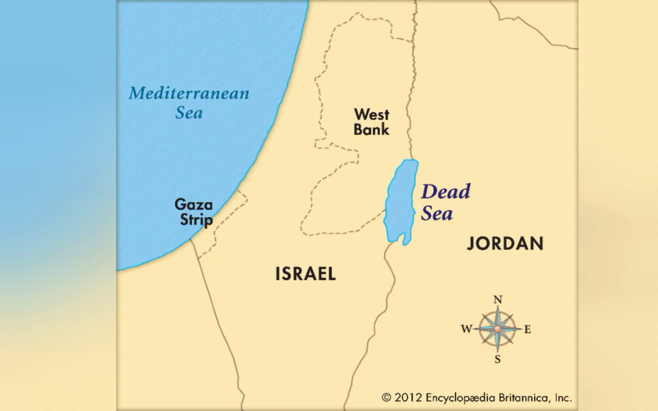The Dead Sea is the lowest lake in the world. It is a saltwater lake. It is so salty that no microscopic aquatic organism can live here. The Dead Sea is bordered by Jordan in the east and the West Bank and Israel in the west.